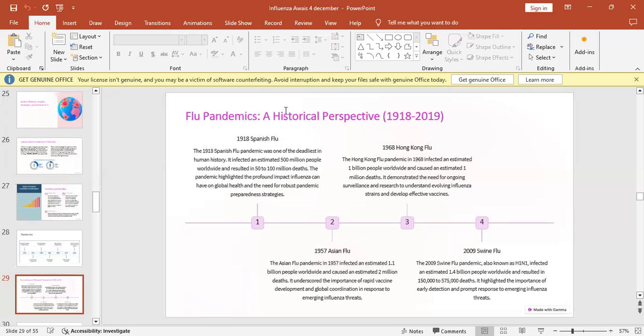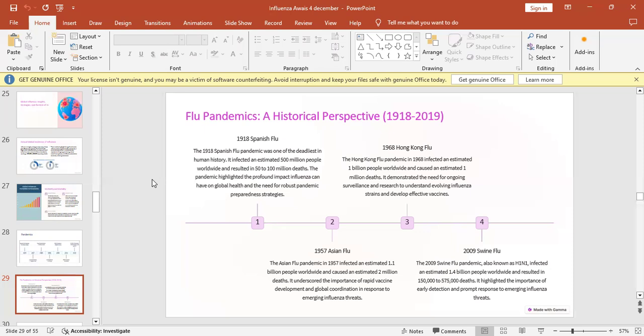The historical perspective of flu pandemics from 1918 to 2019. The first pandemic that arose is in 1918, the Spanish flu. In 1918, the Spanish flu pandemic was one of the deadliest in human history. It infected an estimated 500 million people worldwide and resulted in 50 to 100 million deaths. The pandemic highlighted the profound impact influenza can have on global health and the need for pandemic preparedness strategies.